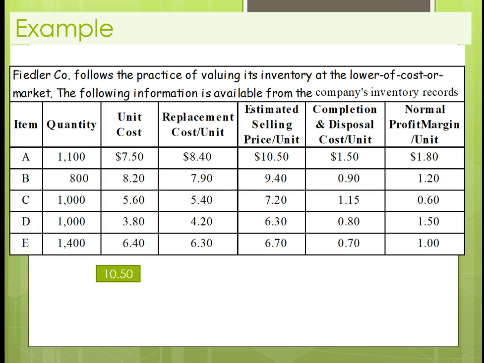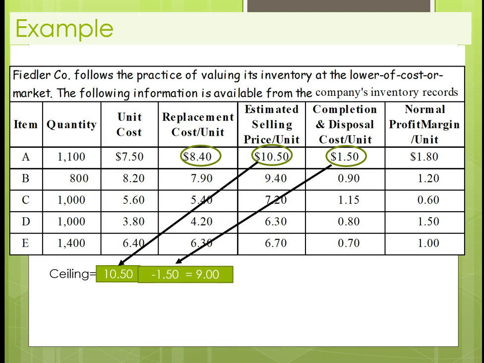So here we have an example. We have the unit cost, we have replacement cost, we have estimated selling price, and then the cost for disposal and normal profit for each one of our products. So, for instance, we know that the replacement cost is $840. So to come up with a ceiling, we're going to take our 1050 and we're going to subtract our cost of disposal. And that tells us our ceiling is $9, which means that the 840, which is less than the ceiling, so that means so far the 840 is okay.